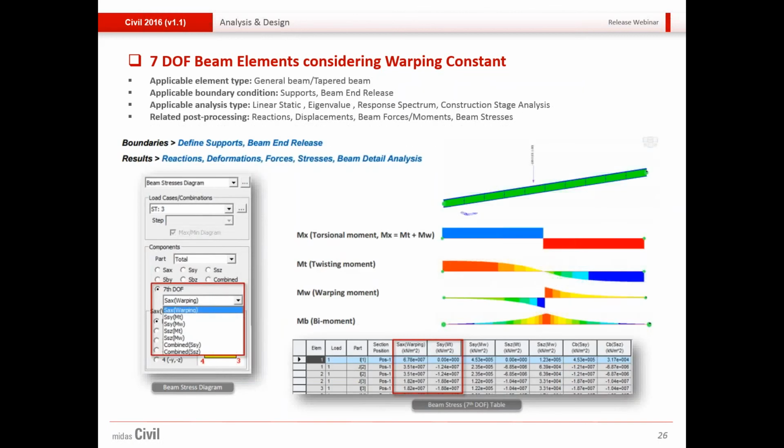You could view the result for torsion, twisting, the warping moment as it can be seen, as well as the bi-moment, which is for approximate calculation of the warping. It is applicable to general beams, supports, and beam end releases. It is applicable for linear static analysis, eigenvalue, response spectrum, as well as construction stage analysis, and the result viewing is the same as the other forces.